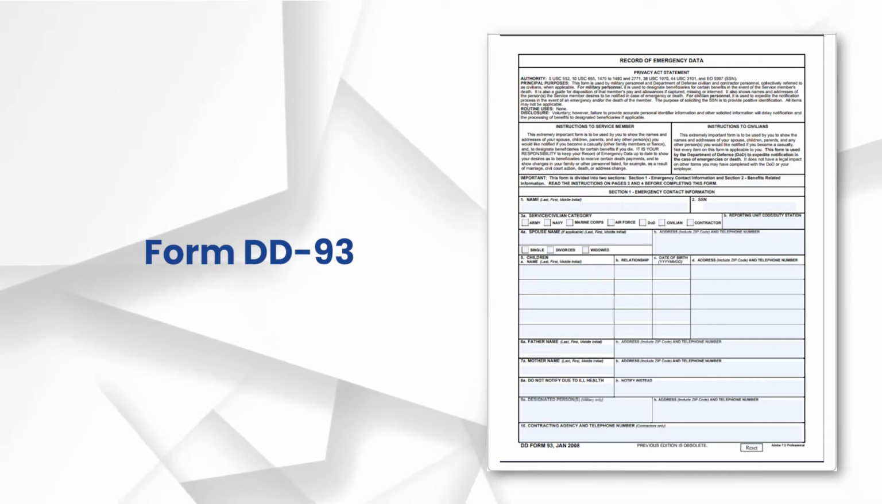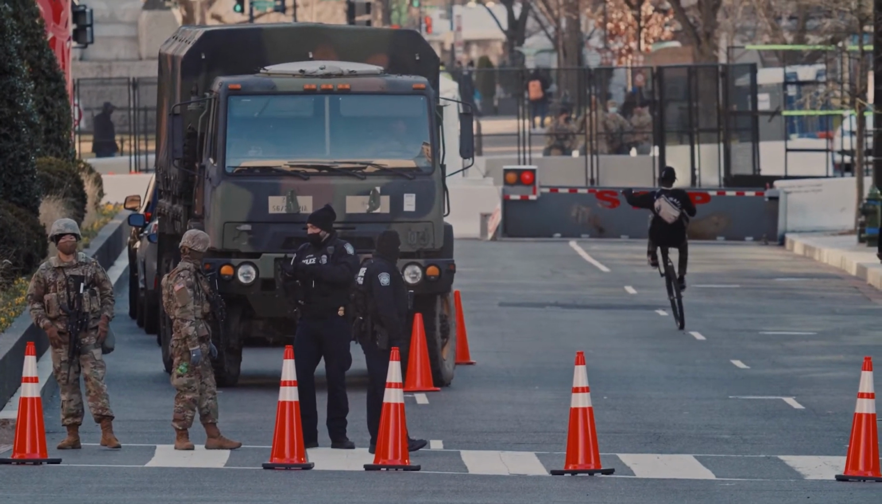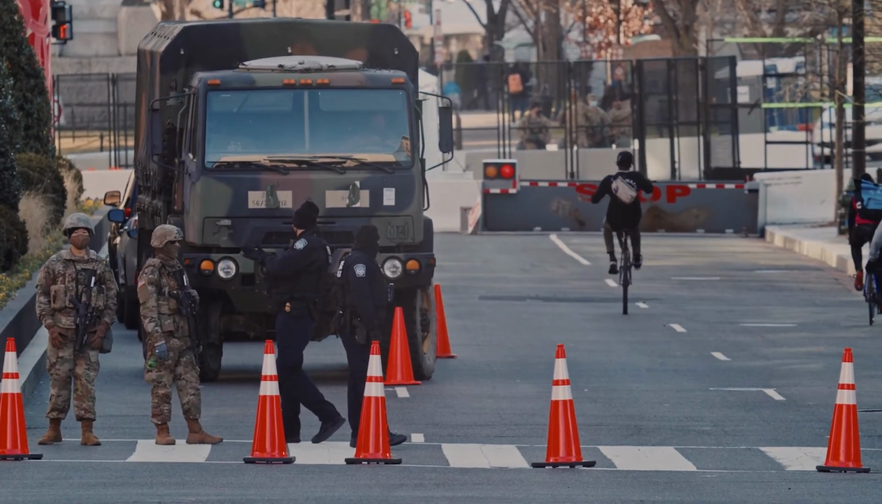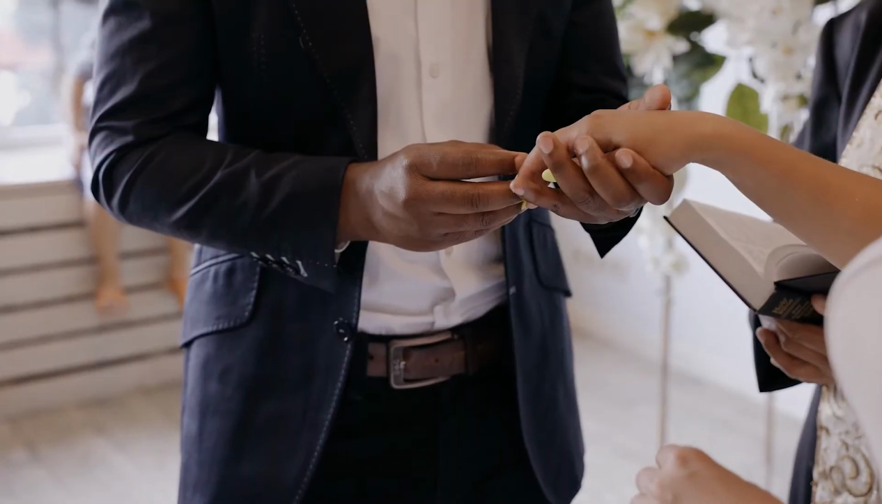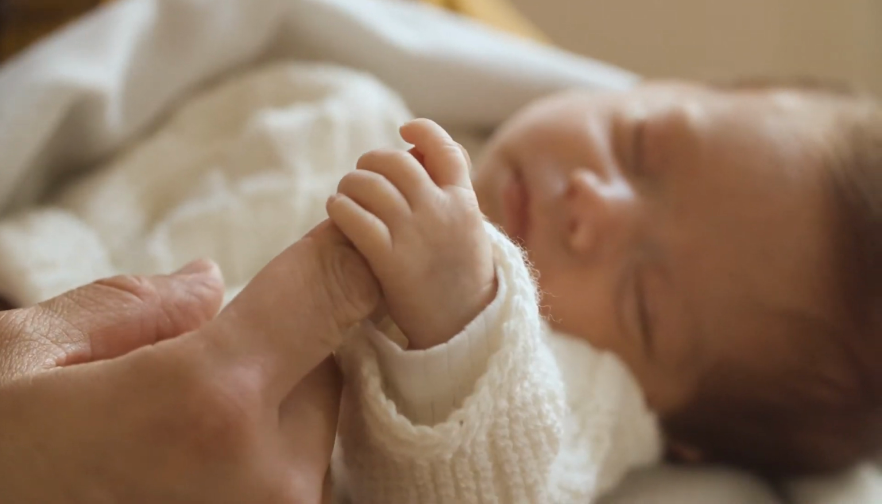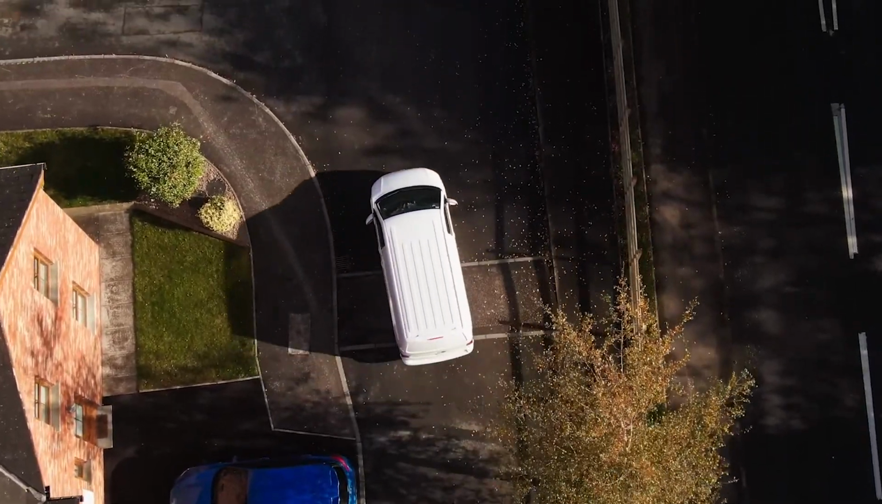Form DD-93 is used by military personnel and Department of Defense civilian and contractor personnel, collectively referred to as civilians, when applicable. It should be updated whenever a life event occurs, such as marriage, divorce, the birth of a child, the death of a beneficiary, or a change in a beneficiary's address.